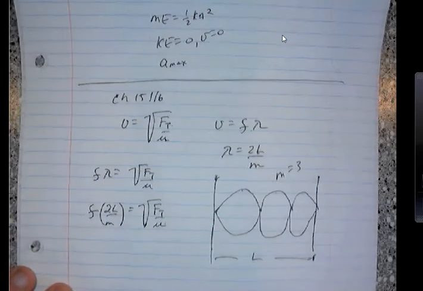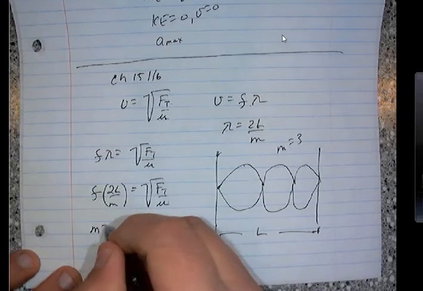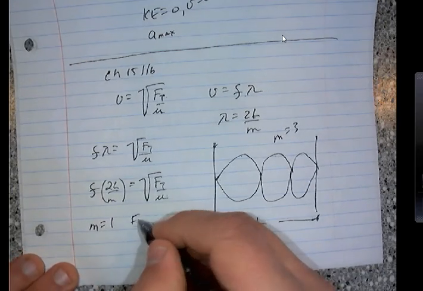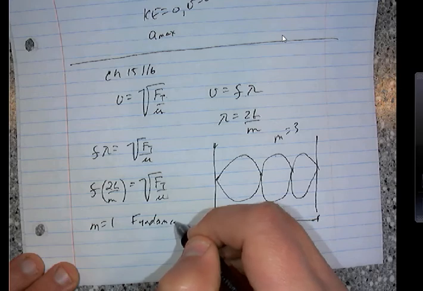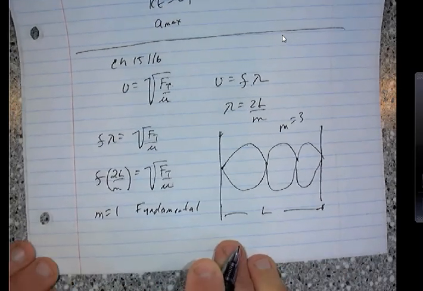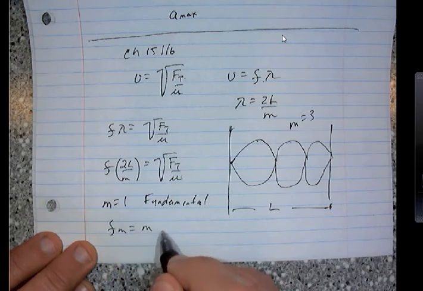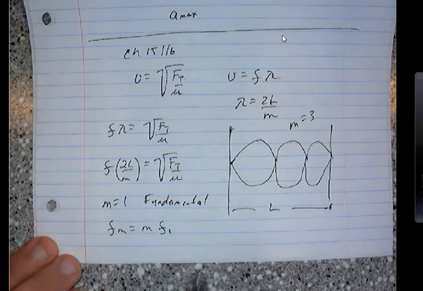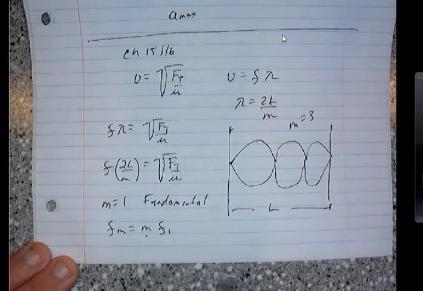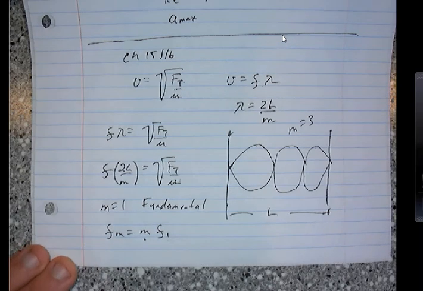Okay, if it's the fundamental frequency, fundamental means m is equal to 1. And then the harmonics are just multiples of that. So here's a way of writing this. So the second harmonic, so m would be equal to 2, is twice the fundamental frequency. The third harmonic is 3 times the fundamental frequency. So I'm sure you'll see some sort of standing wave problem similar to this.